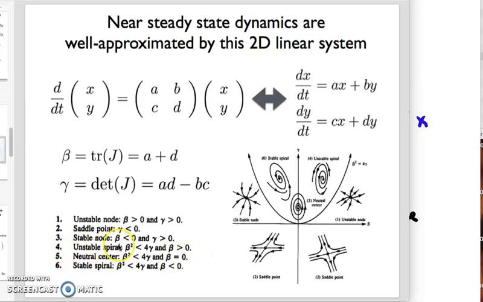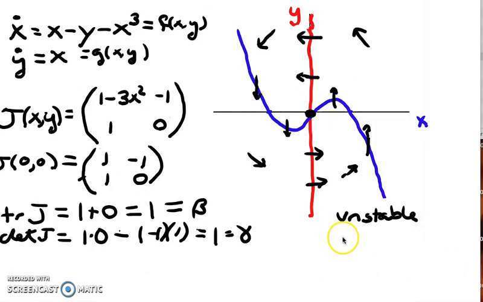And here you can see that for an unstable spiral, we have to have a positive trace, and the square of the trace must be less than 4 times the determinant. And that's the case for us because beta is 1 and gamma is 1. And 1 squared is less than 4. Now at that point we know we have an unstable spiral.